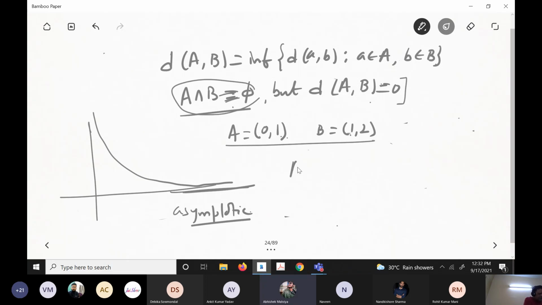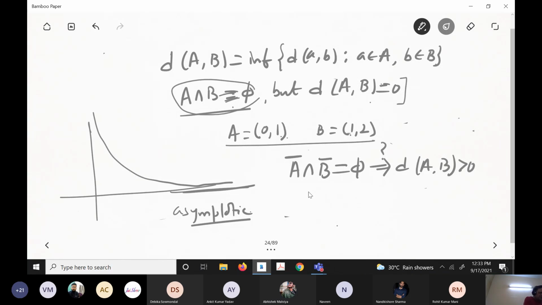Oh, you think if you have this, suppose, does it imply that d(A,B) is greater than 0? Do you think so? Yes, sir. मतलब दोनों का closure. दोनों का क्लोजर तो आएगा ही. Yes. So first, yeah, at least you got this.